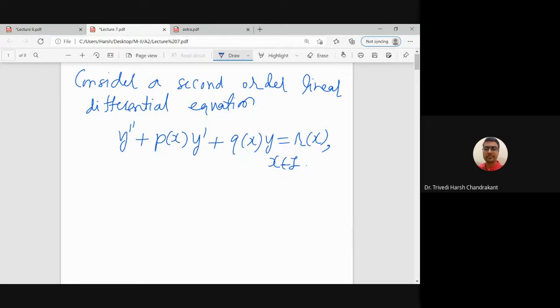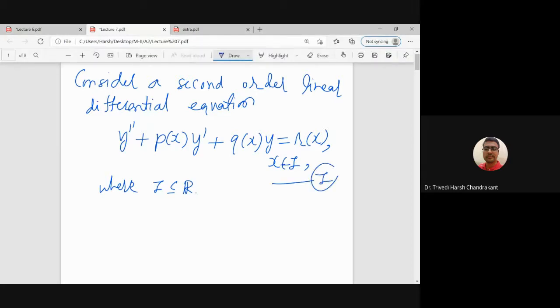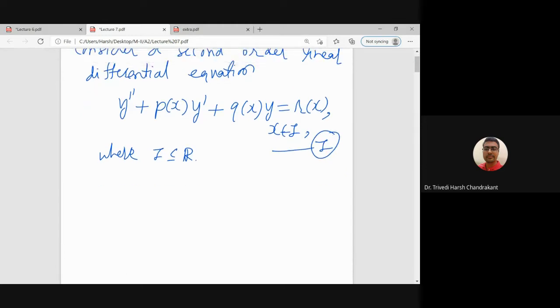So what is I? I is the interval on the x-axis. When we say this differential equation is homogeneous, it is whenever the r(x) part is 0. So let us discuss the existence and uniqueness theorem here.